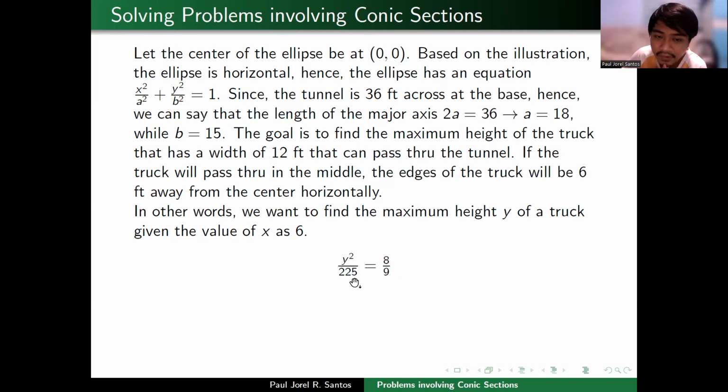And then for us to eliminate the denominator of y squared, we just need to multiply both sides of the equation by 225. So 225 will be multiplied to 8, and that will be 1,800 over 9. And simplifying 1,800 over 9 will be 200. Now, y squared is 200. The value of y, it should be 10 square root of 2 to be exact.